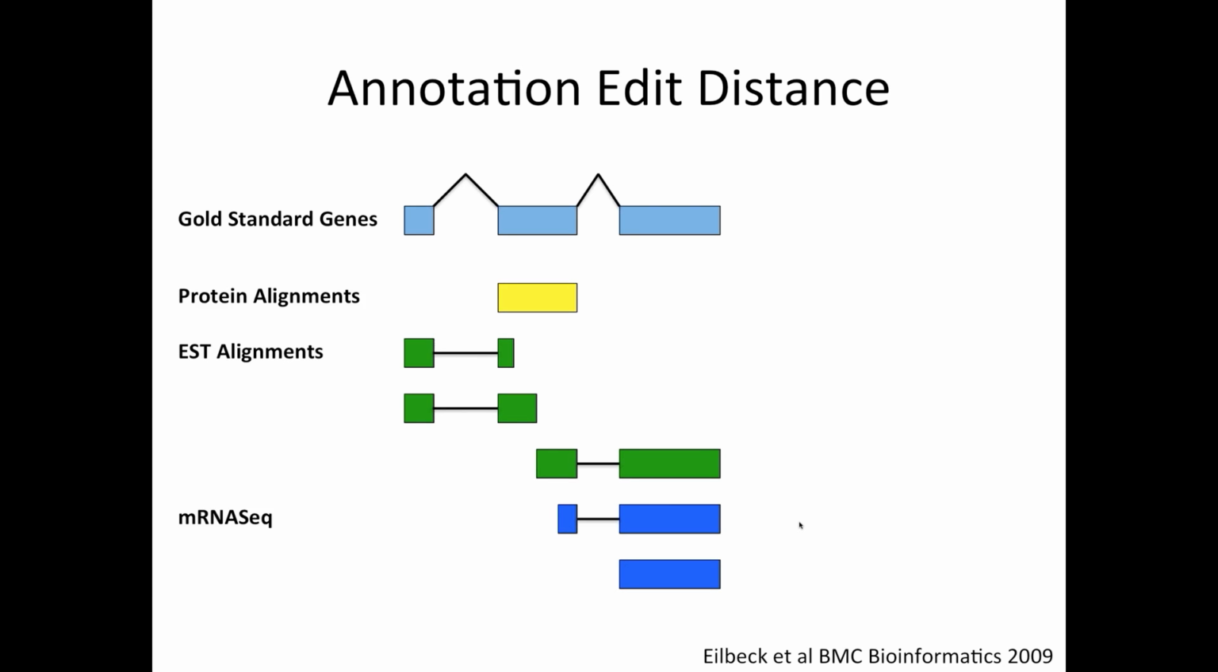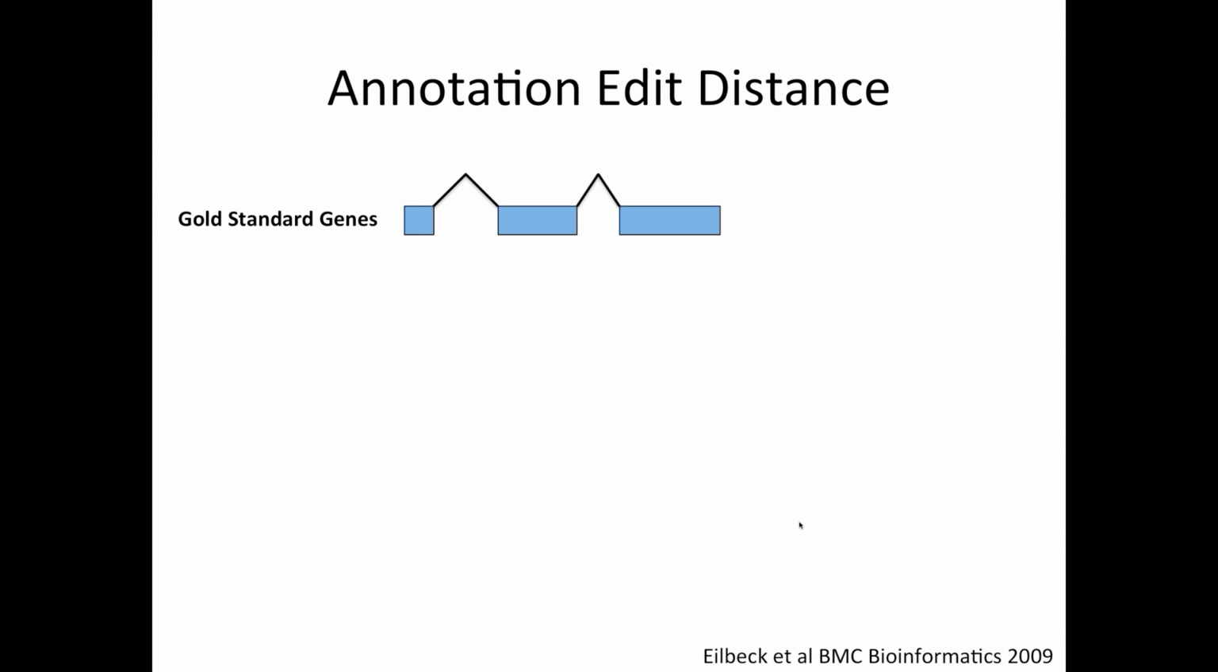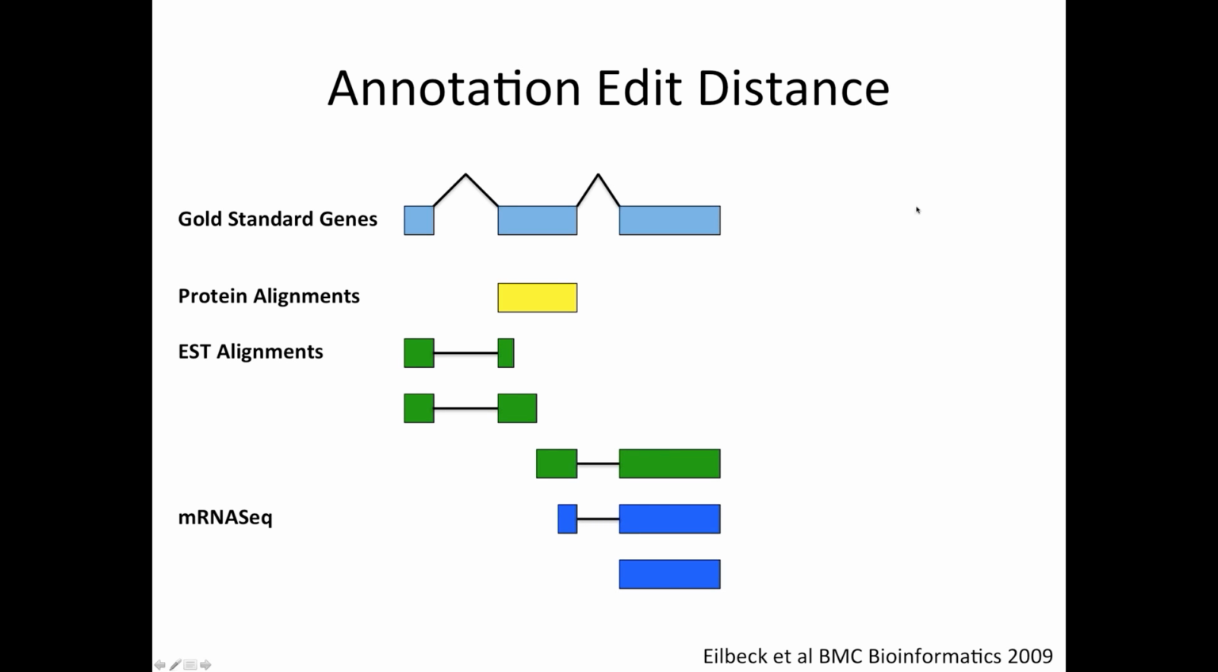Okay, so that was examples of how we check how well we're doing when we have gold standard sets to compare to. But Maker doesn't have that as it's running on novel genomes, and we often don't have that for novel genomes to estimate how well Maker has done. So we're going to develop a proxy, and instead of accuracy, we're going to start referring to this as the annotation edit distance.